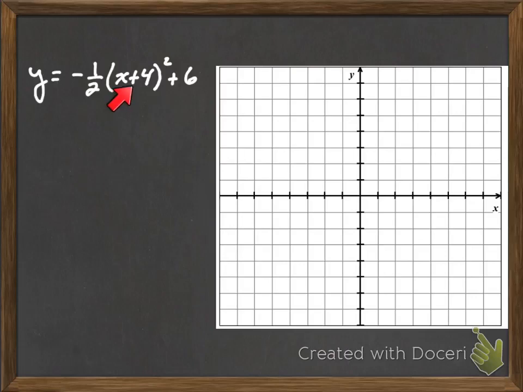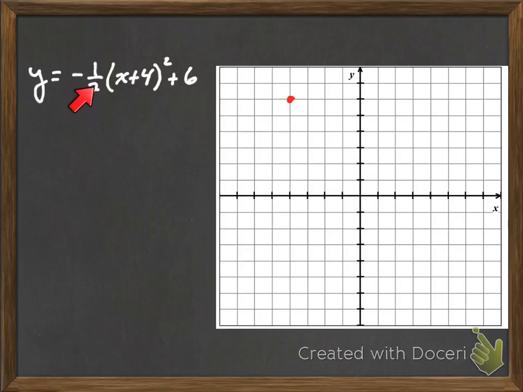This transformation right here is a shift to the left 4 units, and this is a shift up 6 units. So going left 4, 1, 2, 3, 4, up 1, 2, 3, 4, 5, 6 puts us right up here. That is where your vertex is going to be located. Now we have a negative value right here in front of the parentheses, which tells us that the graph is going to be opening downward. Now the 1/2 is your a value.